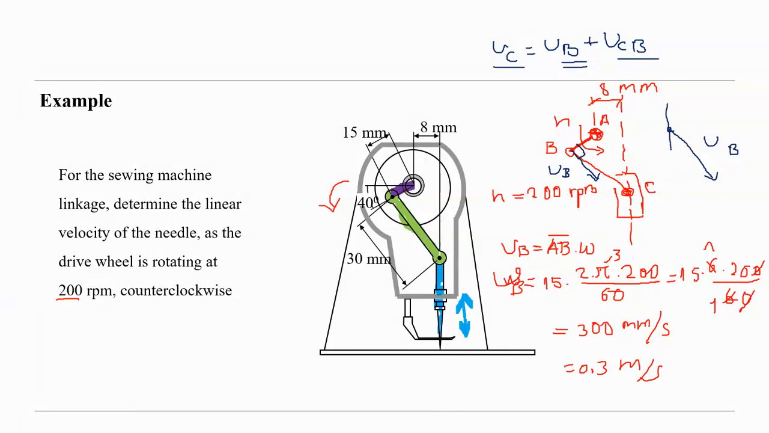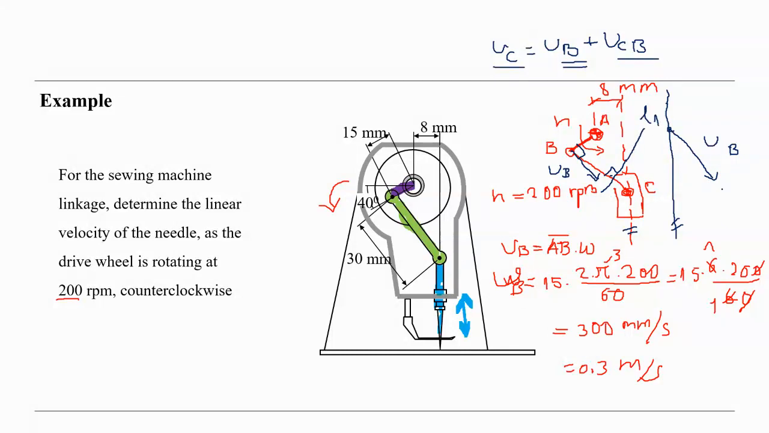This is vertical here like this, parallel to the line of the piston or slider or needle. So then we know also the direction of VCB, the velocity of C about the point B, must be perpendicular to BC. So we can draw a perpendicular line like this. So this is the L1 here.